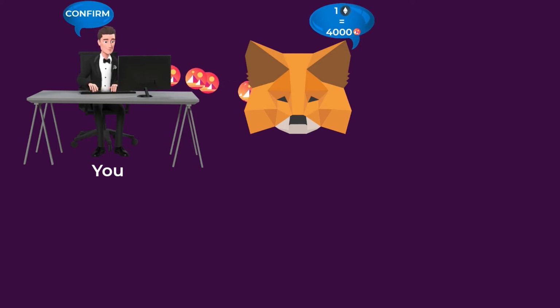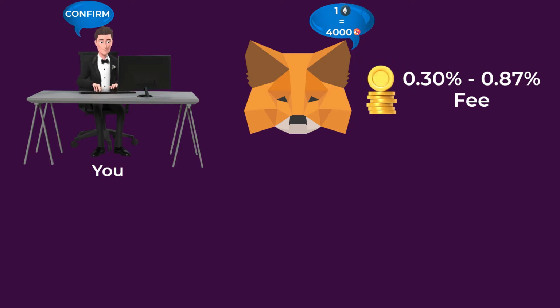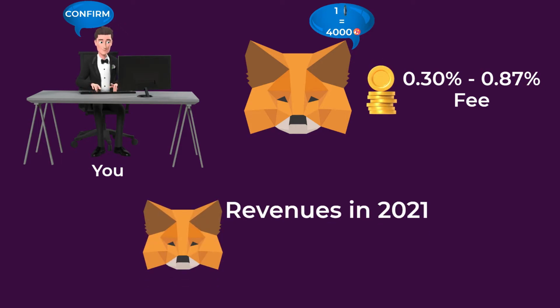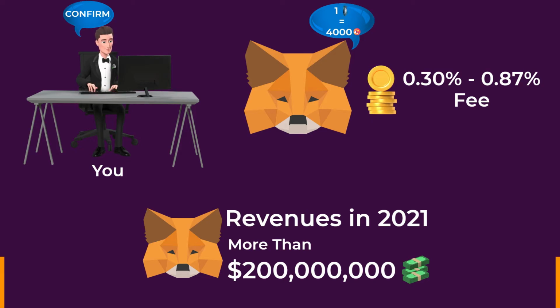And it charges a fee here also that ranges from 0.3% to 0.87%, which is how MetaMask makes money. These fees may seem small, but they add up with a lot of users using MetaMask every day. In fact, they generated more than $200 million in revenues in 2021.